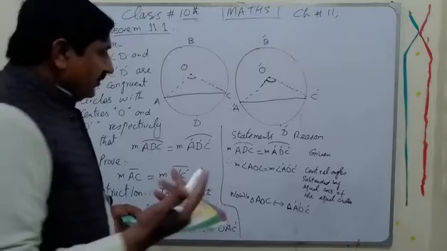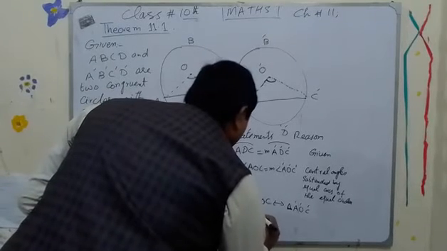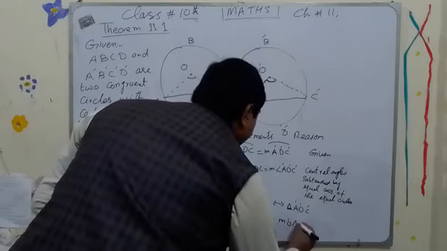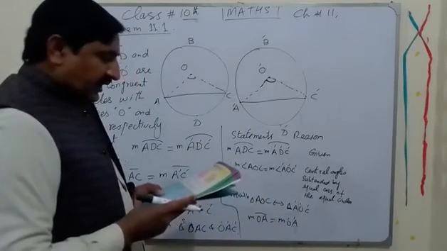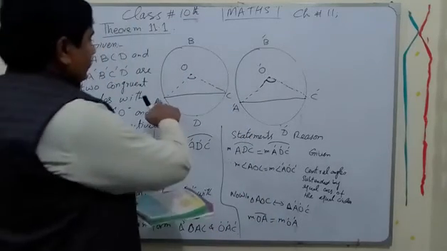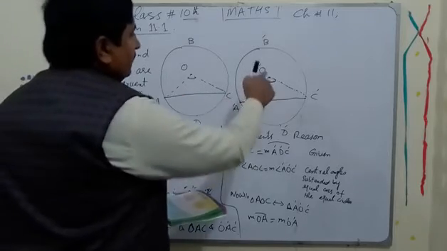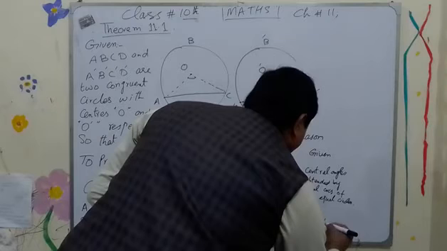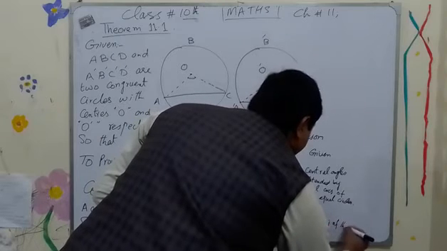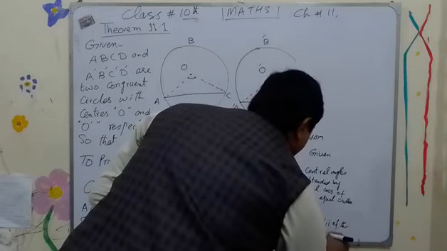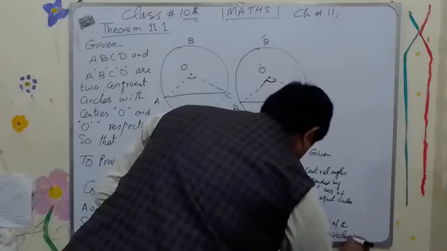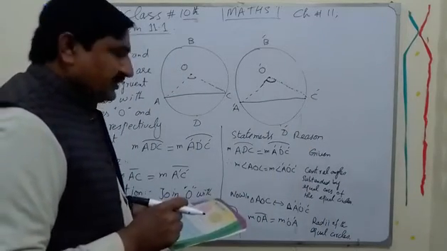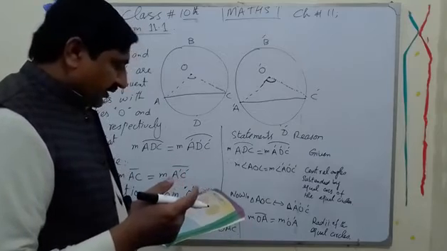OA and measure OA, this radius, is equal to measure O prime A prime, right? Radii of the equal circles. Both are radii. Look here, OA and A prime O prime, right? Why do we say that radii of equal circles? Because we say both circles are equal, both circles are congruent, so definitely their radii will be congruent.